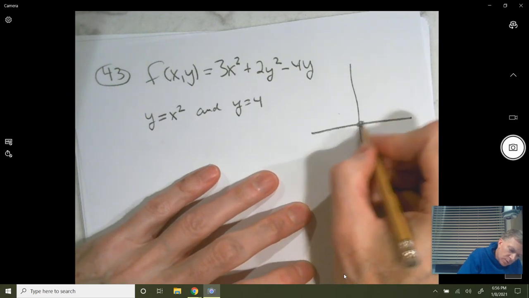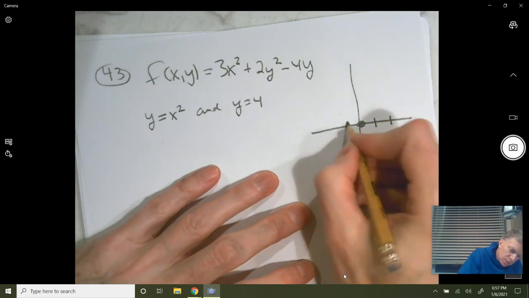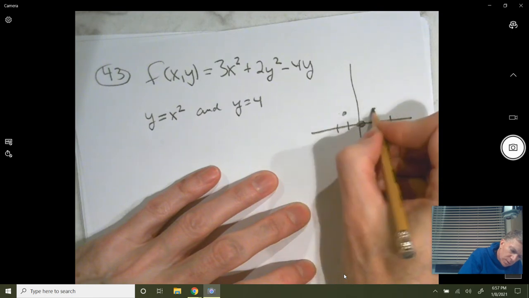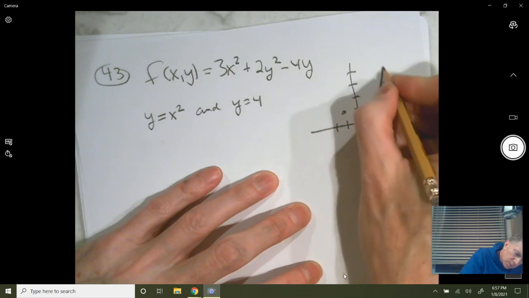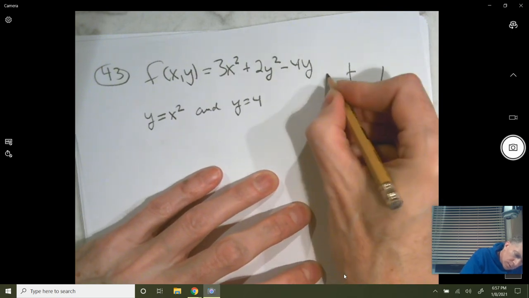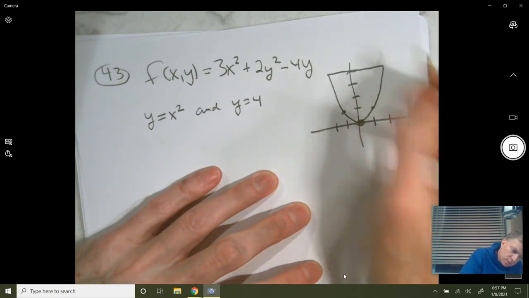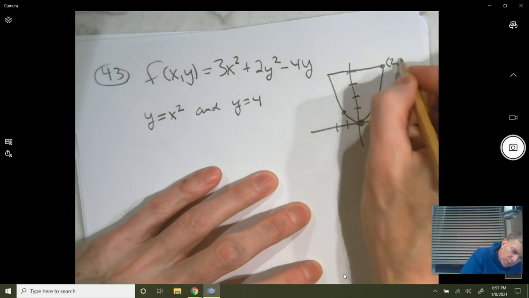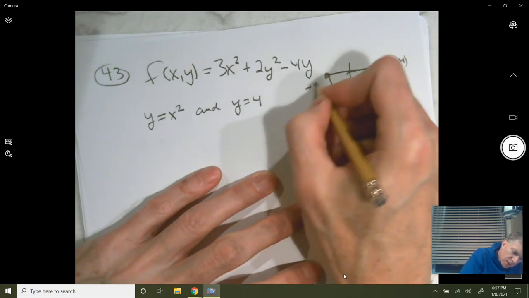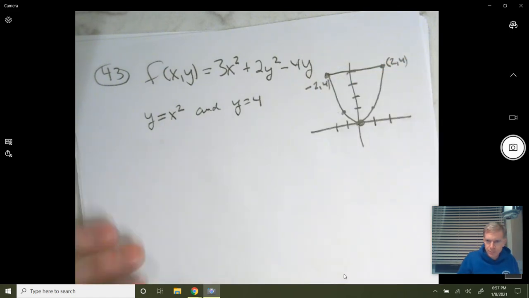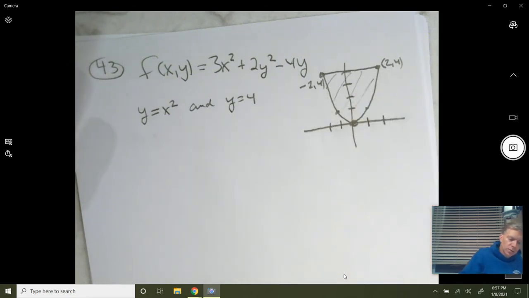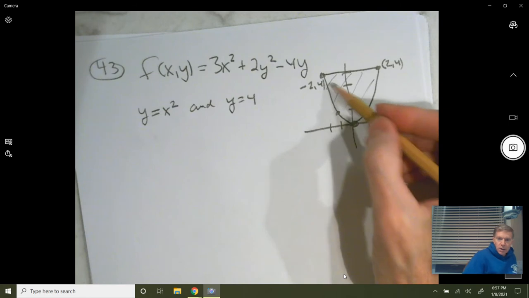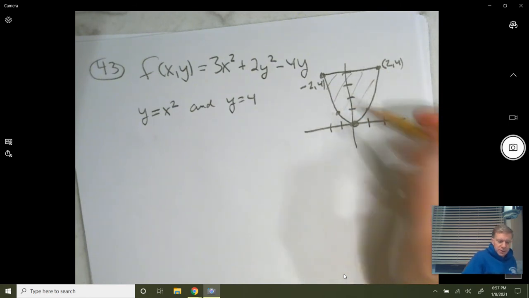So this is just a parabola, 1, 2, 1, 2, 2, 3, 4. Okay, this is the point (2, 4). This is the point (negative 2, 4). Okay, it's a little lopsided, but you get the idea. So on this region here, first thing we do, we have to check if there's any critical points inside the region.